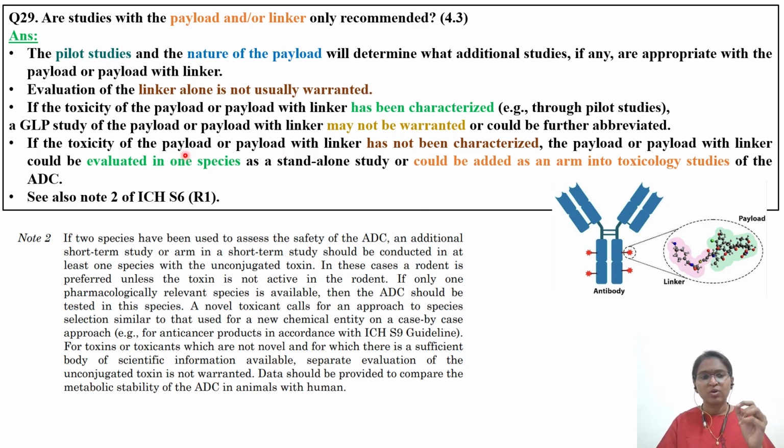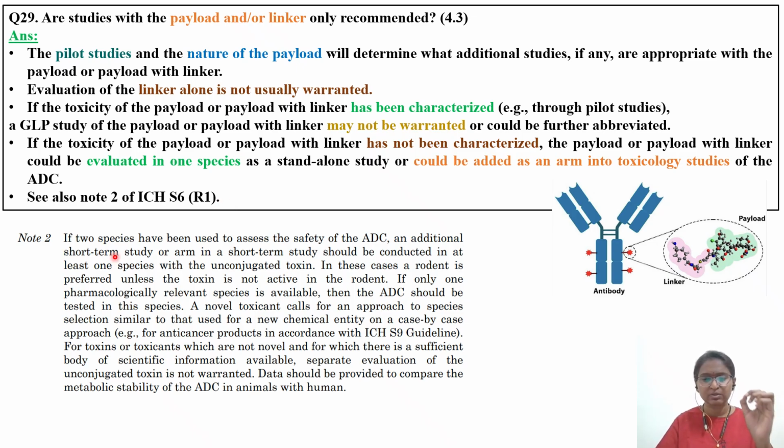Okay, so what is the agency suggesting under question 29 only? See also note 2 of ICH S6 R1 guideline. Whenever you are reading such guidelines, any ICH series or GMP guidelines, regulatory guidelines, they always cross refer you. They will give you notes or end notes, so please read them. Here they have suggested us to go back and refer to the ICH S6 guideline, which is a biotechnology related guideline, and they are asking us to read note 2.